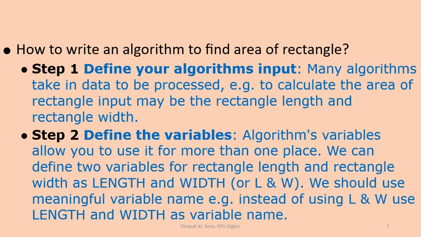Next, define the variable. Variables allow you to use it in more than one place. So we can define two variables for rectangle length and rectangle width as length and width, or in short we can write L and W. We should use meaningful variable names. For example, instead of L and W, use length and width as variable names, as it is more specific.